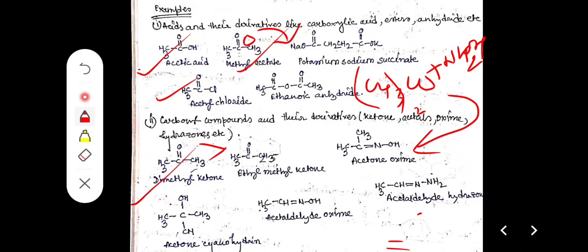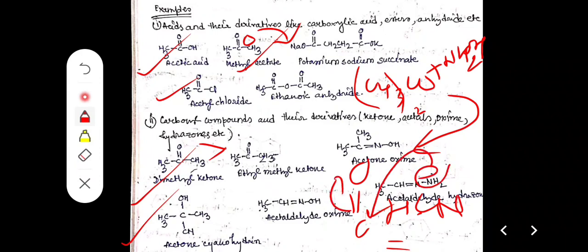Next one, acetone cyanohydrin. Cyanohydrin, why? Because this is also produced from acetone, so we term it acetone cyanohydrin. The CO group reacts with HCN, and the CN minus attacks, producing C(OH) and CN. This is termed a cyanohydrin.